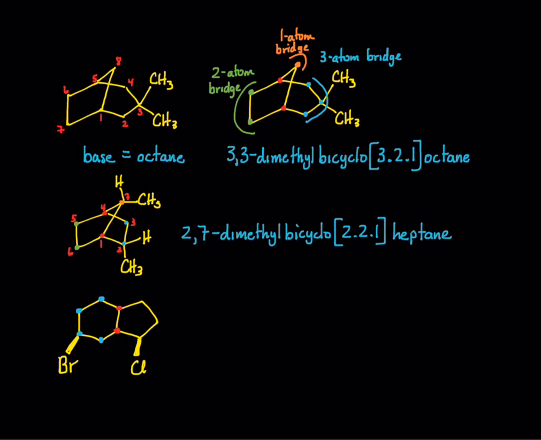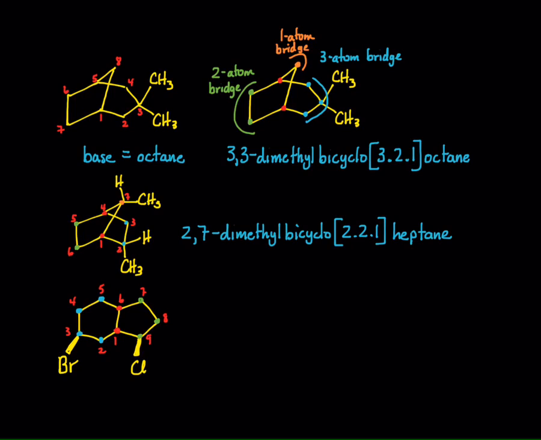So I'm going to start numbering 1, 2, 3 all the way around. Notice I have a 4-carbon bridge, a 3-carbon bridge, and then that third bridge has no carbons on it. So I number 1, 2, 3, 4, 5, 6, 7, 8, 9 all the way around. 9 carbons. My base name is going to be nonane.